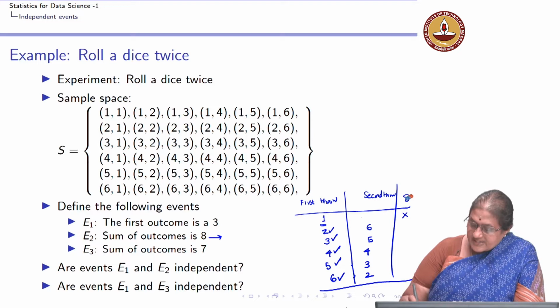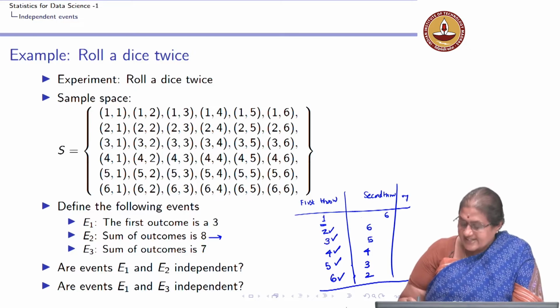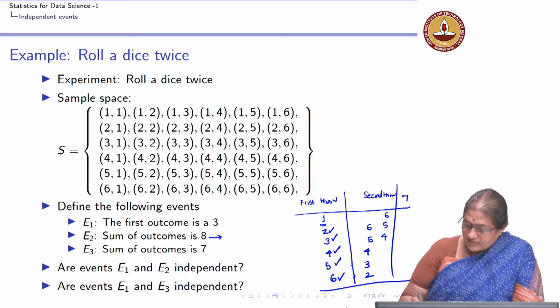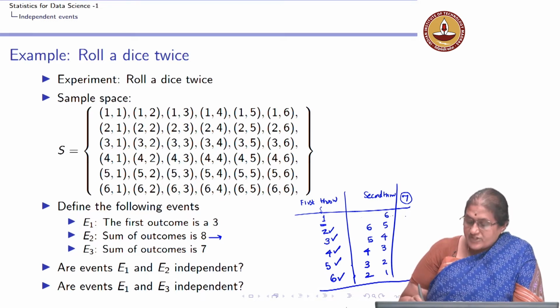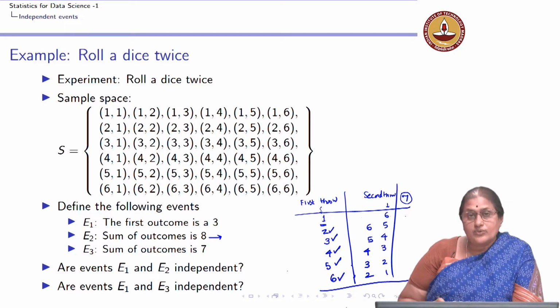Now, let us repeat the experiment with 7. If I have sum 7 written here, and the first throw is a 1, then if the second throw is a 6, I get a sum of 7. 2 plus 5 gives a sum of 7, 3 plus 4 is a 7, 4 plus 3 is a 7, 5 plus 2 is a 7 and 6 plus 1 is a 7. So, to get a sum of 7, the first throw can be any of these 6 values, and I get a sum of 7 which is possible with the second throw.